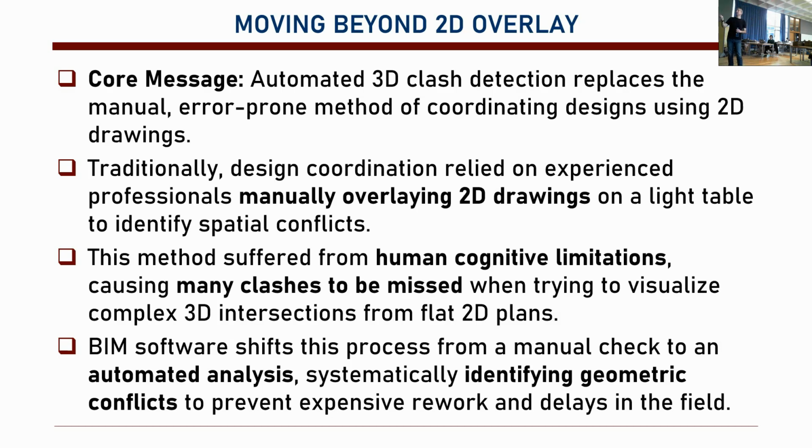So in the past, we used to do that with 2D drawings, but now we can do that in an automated manner with these BIM models that we have, 3D models. Traditionally we would do manual overlaying of these 2D drawings, but of course there are limitations, we cannot see well, and BIM software makes it automated because we can systematically identify geometric conflicts if we have these 3D models.